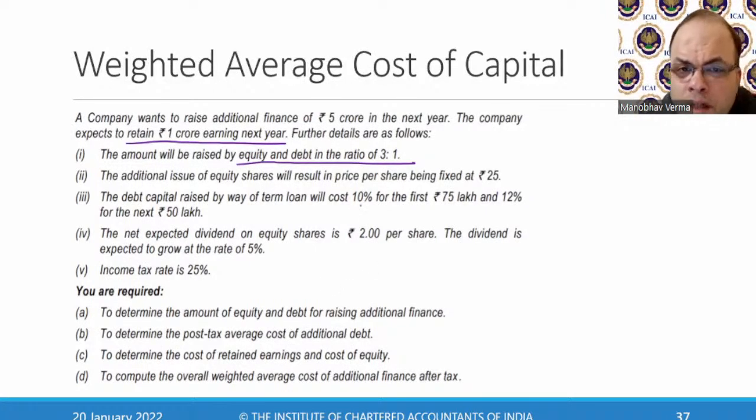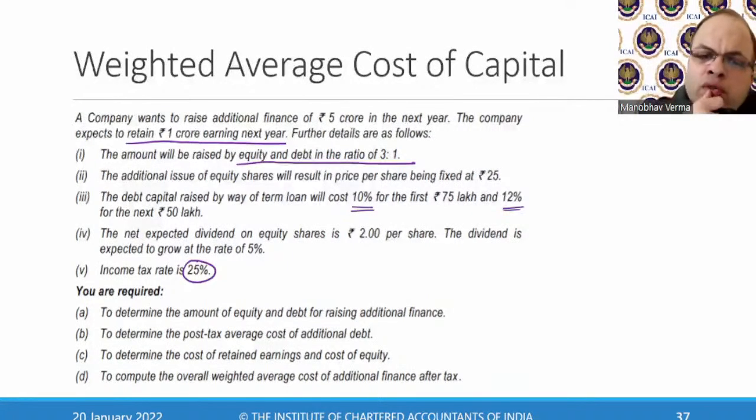For the debt capital, you have two cost of debts, 10% and 12%. But mind you, you also have to consider the tax rate, which is given later, 25%. So that's given to us also. Now, you are required to determine the amount of equity and debt for raising additional finance, post-tax average cost of debt, additional debt, cost of retained earnings and equity, and overall weighted average cost of additional finance after tax. So, interesting question. I would expect you guys to solve this simultaneously with me.